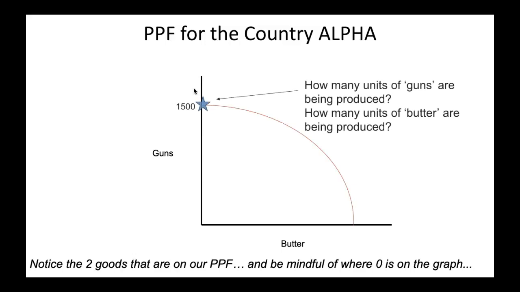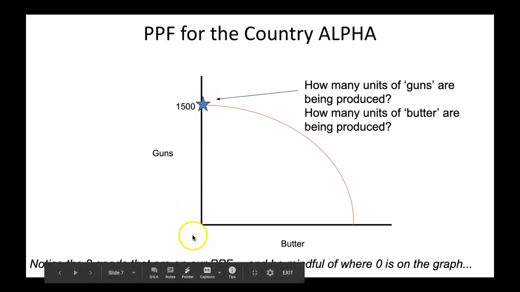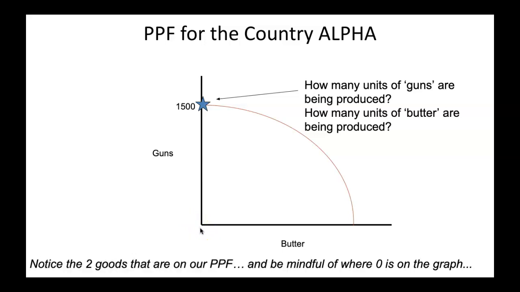So let's take this further. At this point, remember, this is 0. This here is 0. Point. How many units of guns are being produced at this point, and also at this point, how many units of butter are being produced?